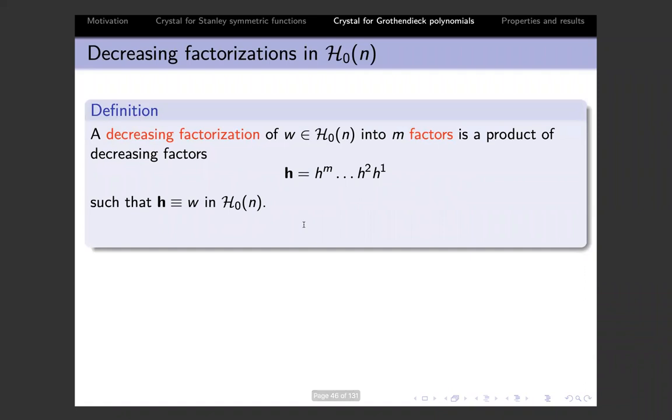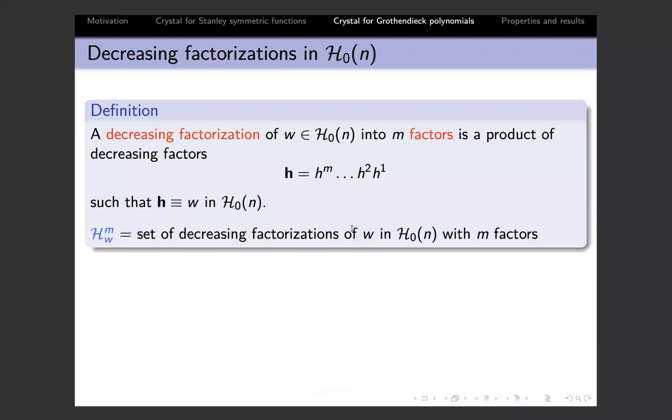Okay, so now I'm going to define the analog of decreasing factorizations, but now in this zero Hecke monoid. If we take a word H in this zero Hecke monoid, then we want to again factor it. Now I use M factors instead of R factors, but I hope that doesn't matter. So we want to factor H into M factors such that, again, each factor is strictly decreasing. And we want that H is congruent to W in this Hecke monoid. Then I'm going to call H_W^M the set of decreasing factorizations of W into M factors.